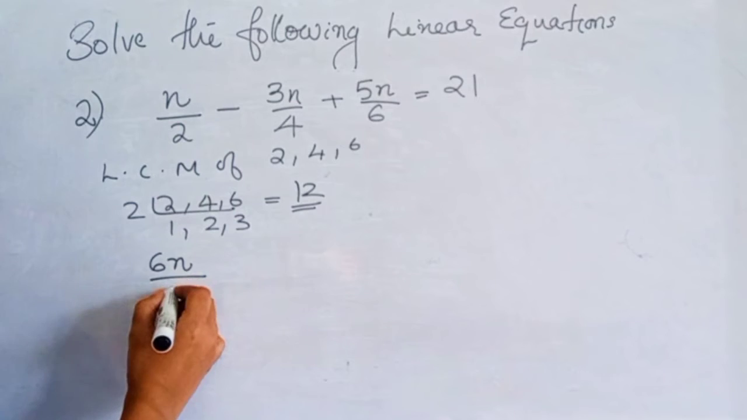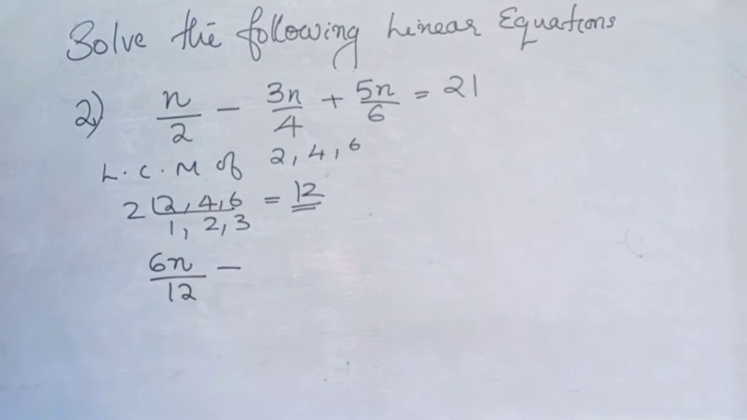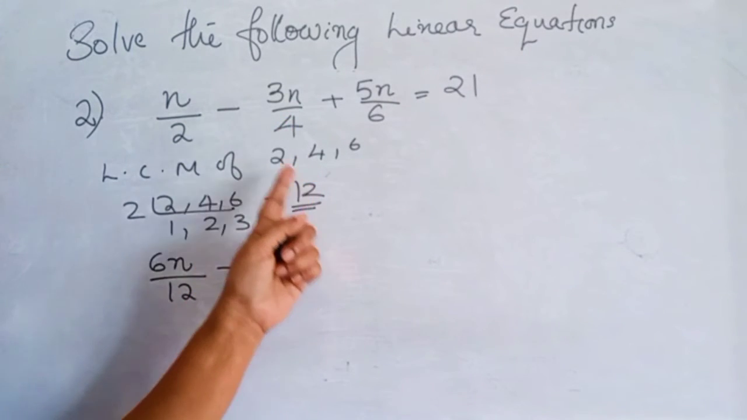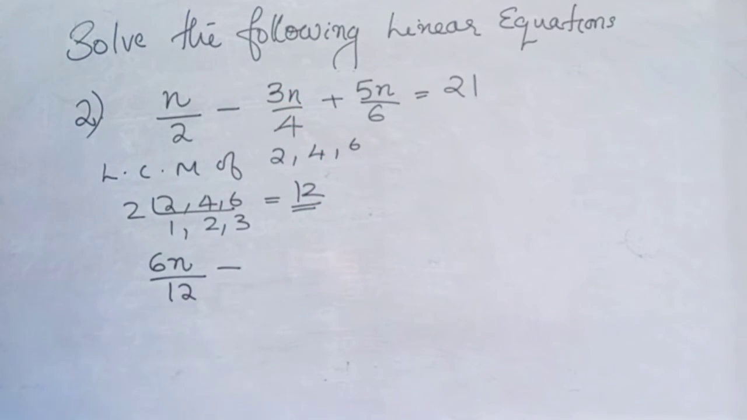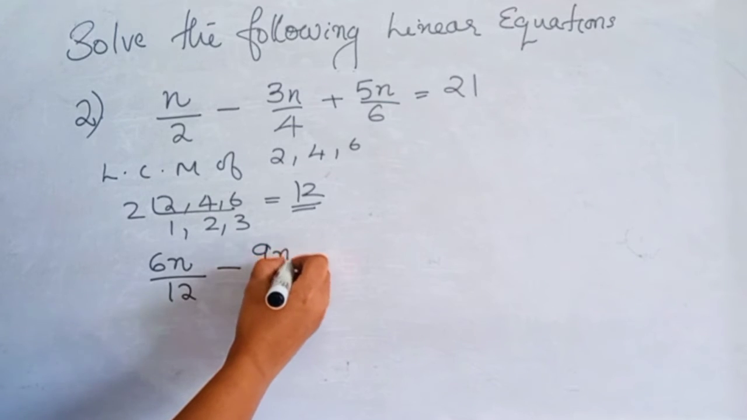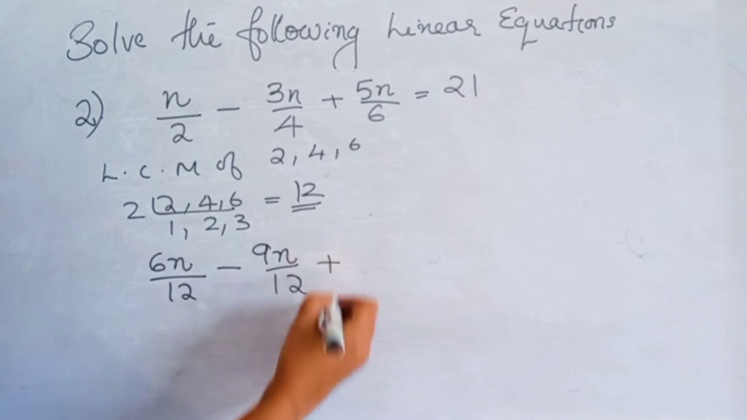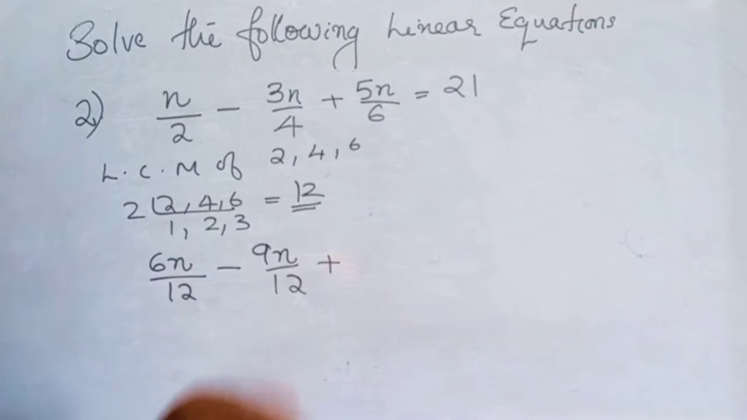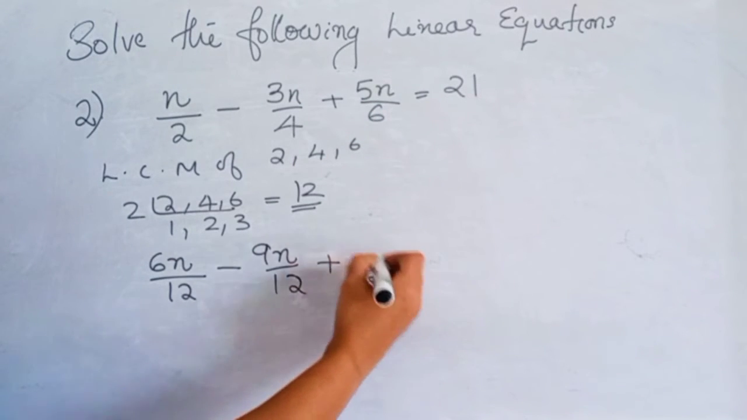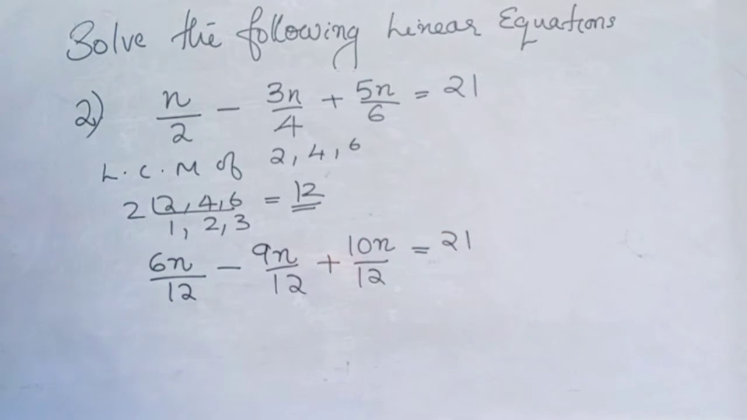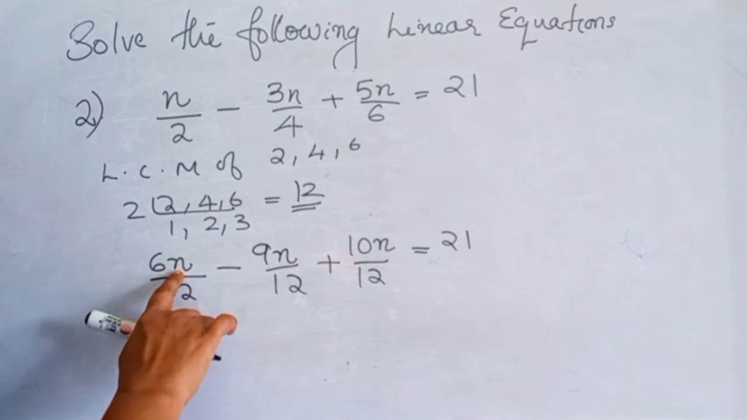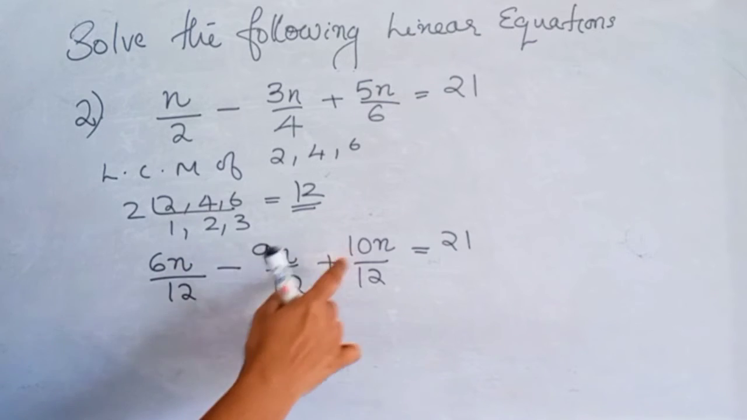So it becomes 6n divided by 12 minus, here 4 into 3, that is 4 3s are 12. So we need to multiply both the numerator and denominator by 3. So it becomes 9n by 12 plus, and next it is 6 into 2, 6 2s are 12. So numerator also we need to multiply. It becomes 10n.